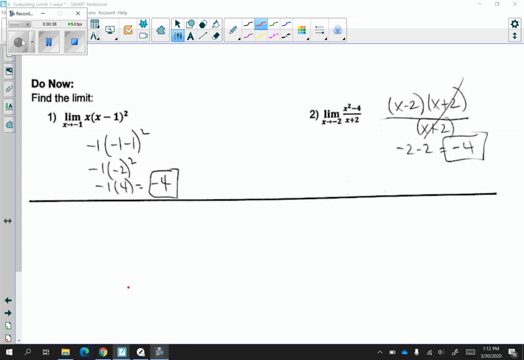Number 2, the limit as x approaches -2 of (x squared minus 4) over (x plus 2). I can't use substitution because it would make the expression undefined, so instead I factored the numerator and the denominator. x plus 2 cancels out in both the numerator and the denominator. I'm left with x minus 2. Then I use substitution. -2 minus 2 is -4.